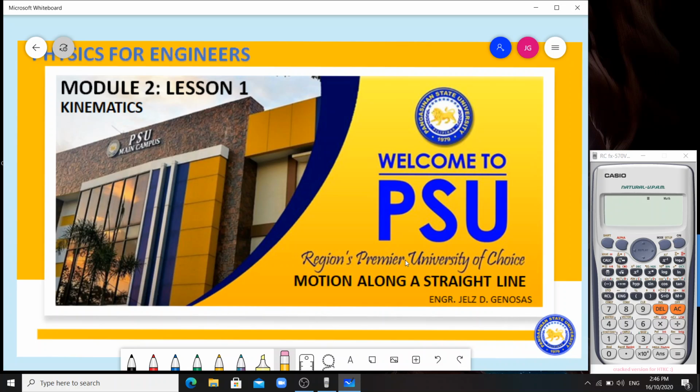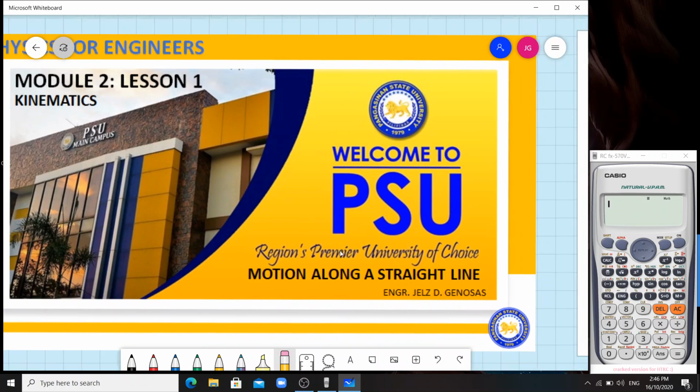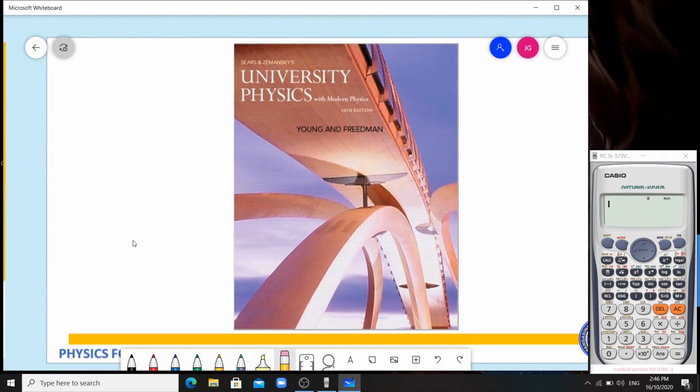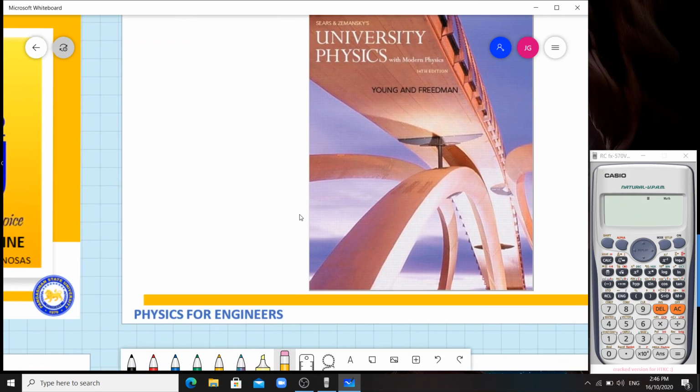Hello class, in this video I will be discussing Module 2, Lesson 1, which is related to kinematics. All about kinematics. The main topic here is the motion along a straight line. All of my discussion for this video is based on the University Physics with Modern Physics, 14th edition, by Young and Friedman.